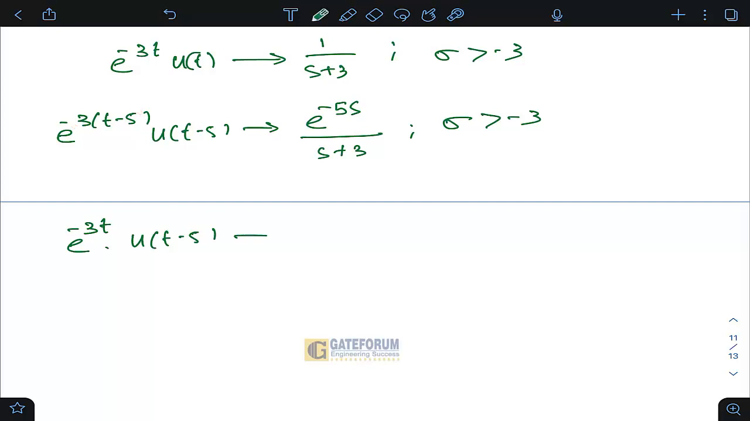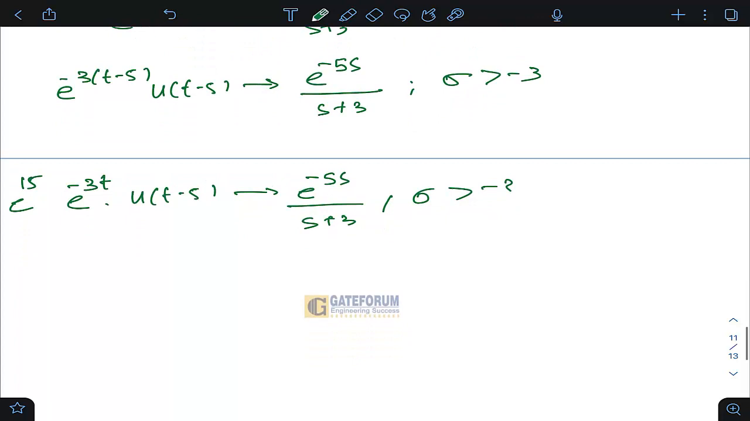So if you take it to the other side, or I can write here e raised to power plus 15. So this is e raised to power minus 5s divided by s plus 3, applicable for sigma greater than minus 3. So now you can easily visualize here. Now what you have to do: e raised to power minus 3t u of t minus 5. So you have to find this, right?